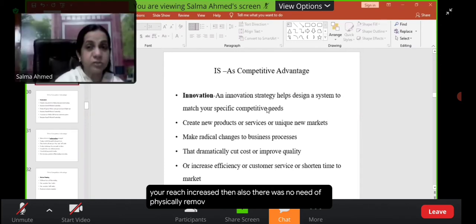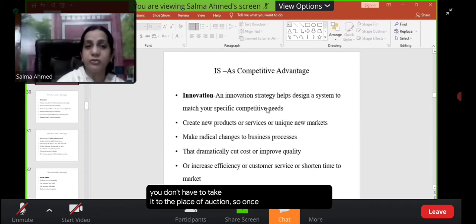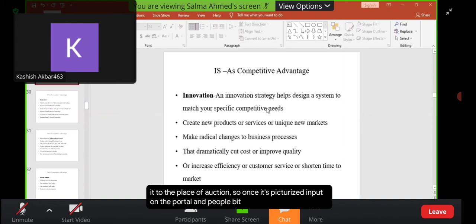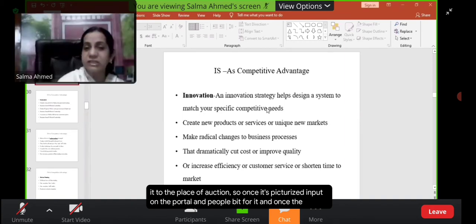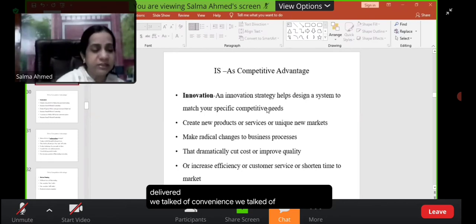Once it's picturized and put on the portal, and people bid for it, and once the bidding has closed, then you physically take the item to the doorstep of the customer to whom it has to be delivered. We talked of convenience, we talked of increasing reach, so there are so many benefits that the online auction system got. So this was another example that we talked of.